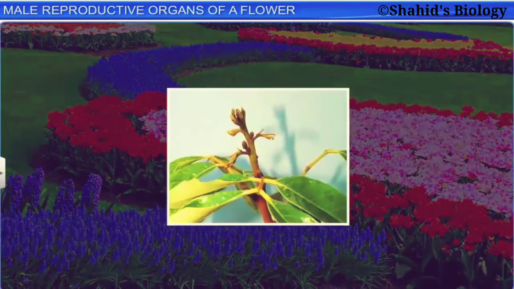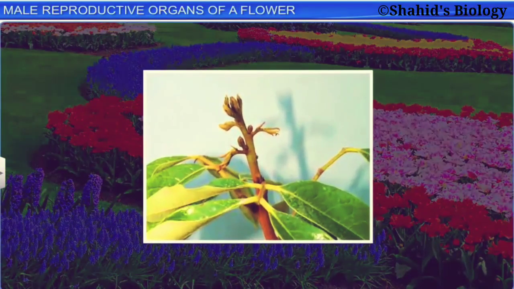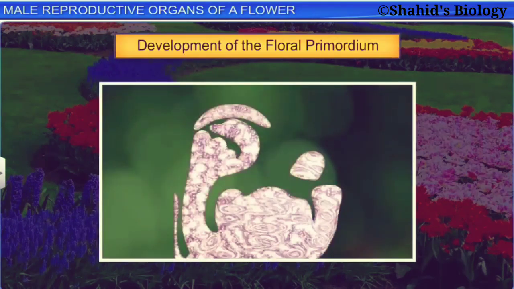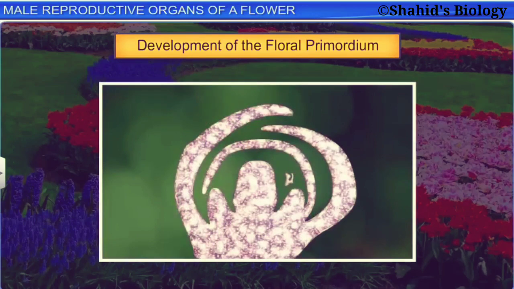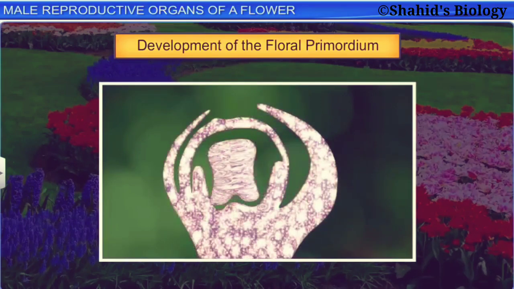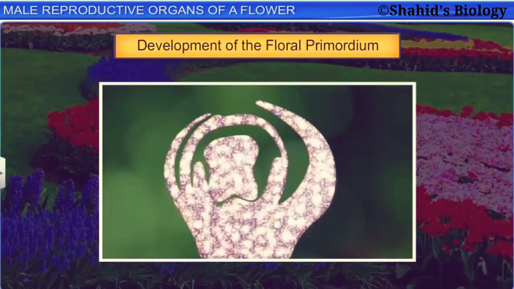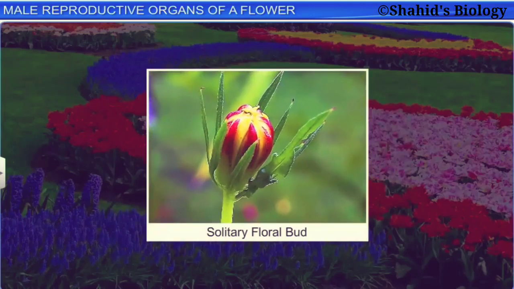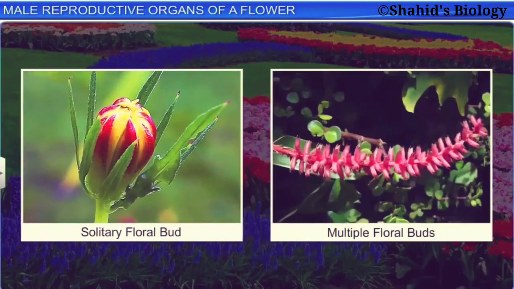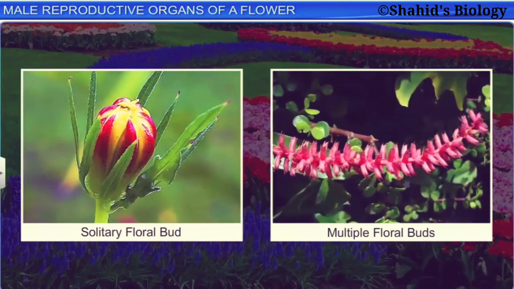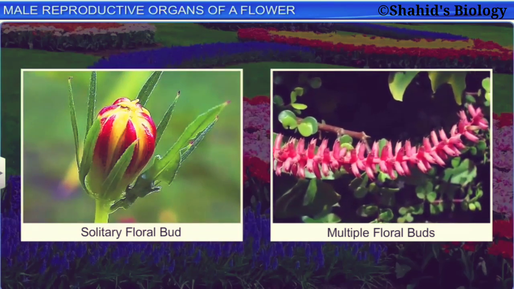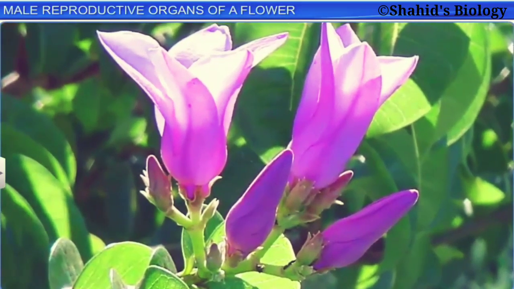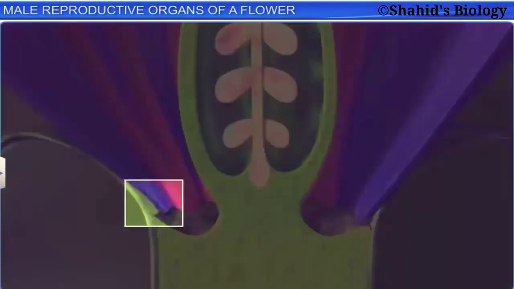These changes lead to the differentiation of vegetative buds into floral buds, and the development of the floral primordium, the rudimentary or preliminary stage of the flower or the flowering shoot. This primordium either bears a solitary floral bud or inflorescences that bear multiple floral buds. The buds bloom into a flower, a modified shoot with shortened internodes and nodes.